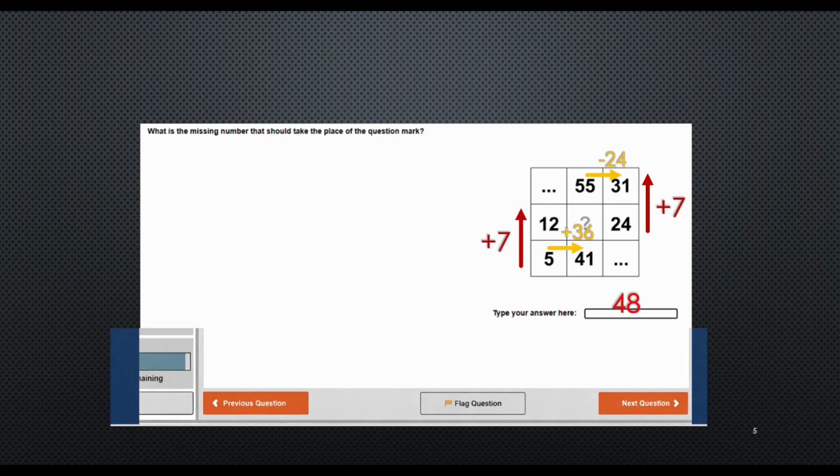Let's verify our answer using a second method. Looking at the numbers from bottom to top, we can see they increase by 7 each time. Following that pattern also gives us 48. So both methods lead to the same result, which means the correct answer is 48.